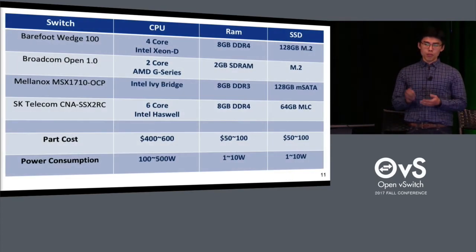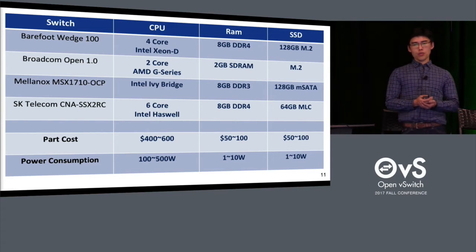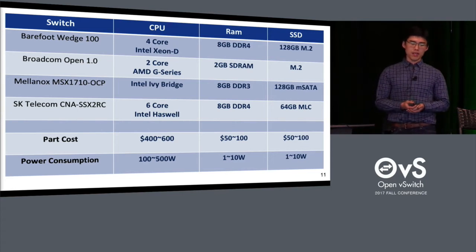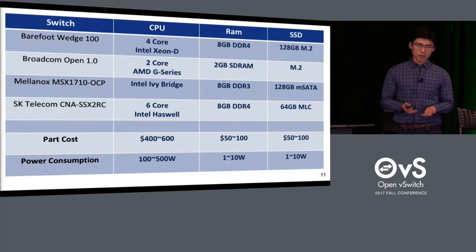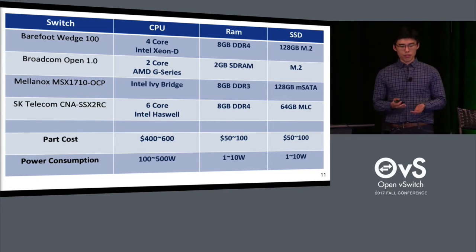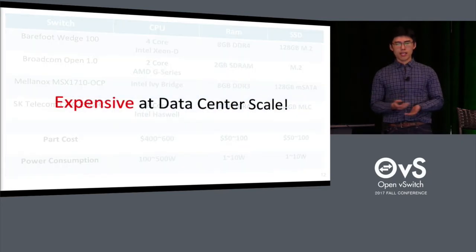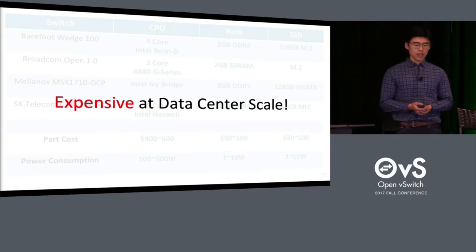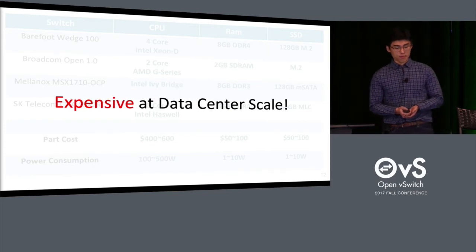And in order to support a Switch OS, as you've seen in the previous diagram, we also need a CPU board, which consists of, say, a server-grade CPU, gigabytes of RAM, and gigabytes of storage. And the parts cost for them, just for the part itself, and also the power consumption is not negligible. And think about it at the data center scale with tens of thousands of switches, it could get very, very expensive.